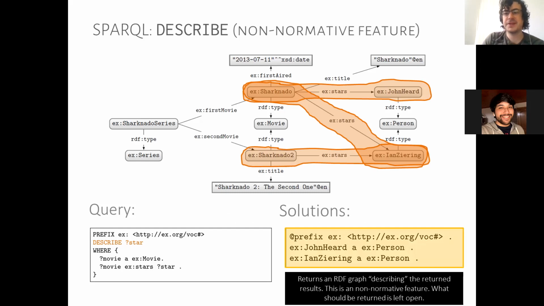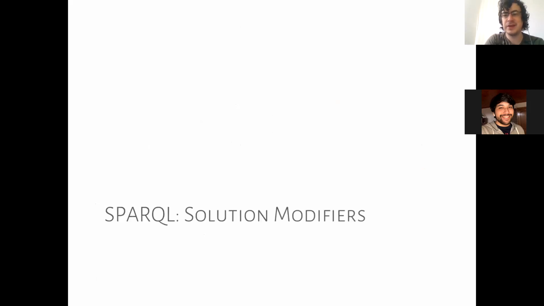So we have 4 types: select, which is very like SQL, ask, the Boolean version, construct, where we can create custom RDF graphs from our solutions, and describe, which is basically giving an RDF graph describing some elements of the solutions, some description in RDF of each of the solutions.